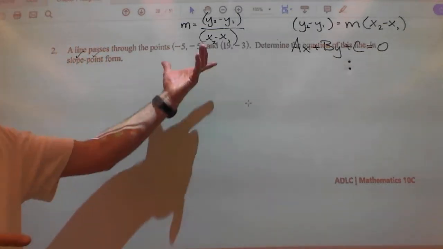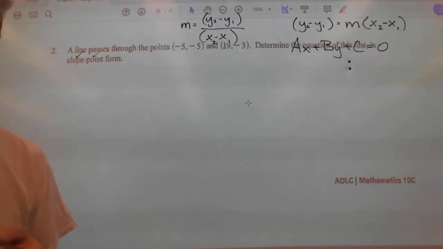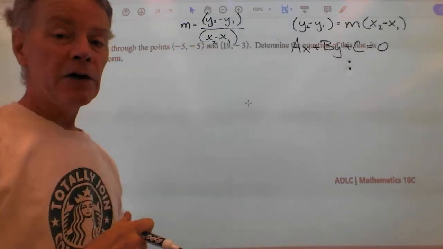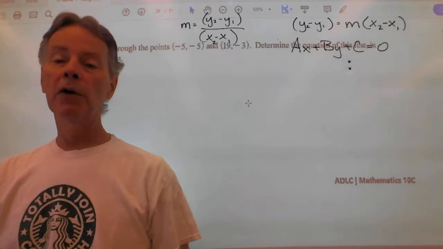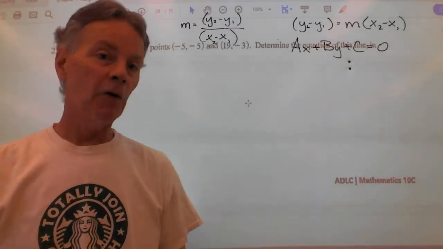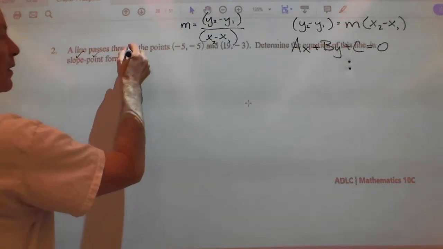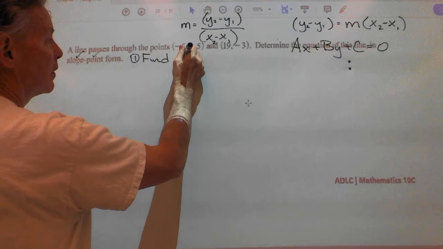Well, I mean, they've been generous. They've given us 2 points, but they haven't given us the slope. So, when placed in this situation where you know 2 points, but you have no slope, you need to use the slope formula. Okay? So we have to find the slope first. That's our first step. So find the slope.